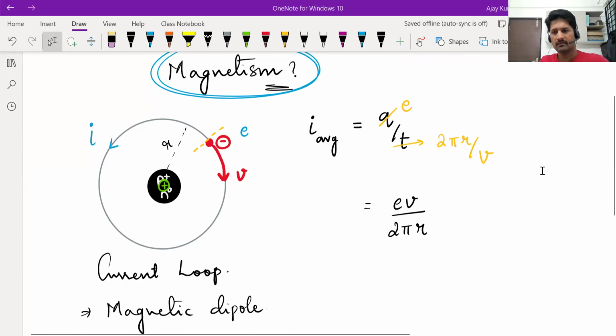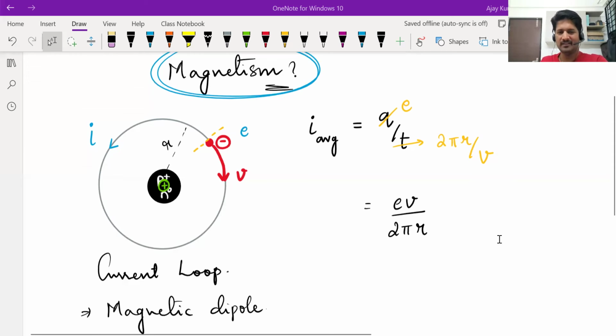Answer my question. Does every material have electrons revolving around the nucleus inside them or not? Yes. Then why does every material not behave as a magnet? Sir, I don't know the reason, but they say that the special arrangement of atoms does it. Who said that?